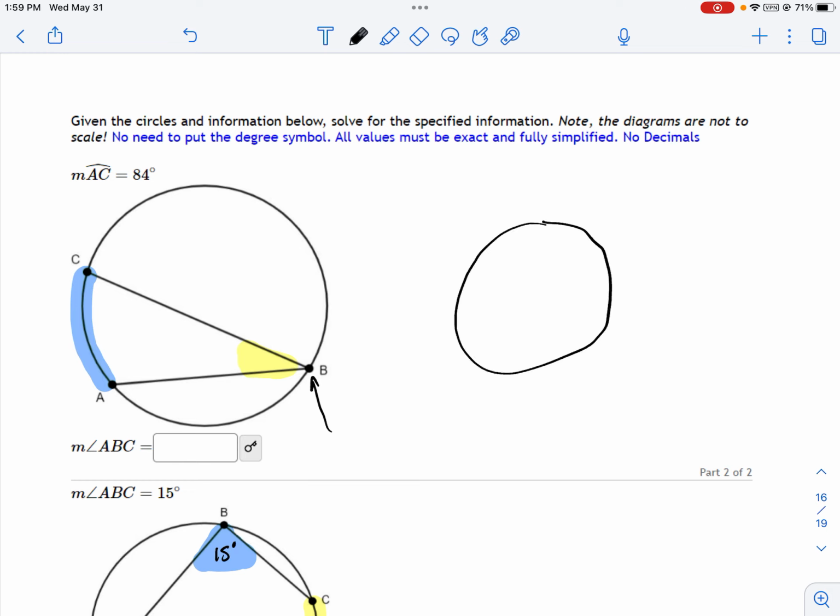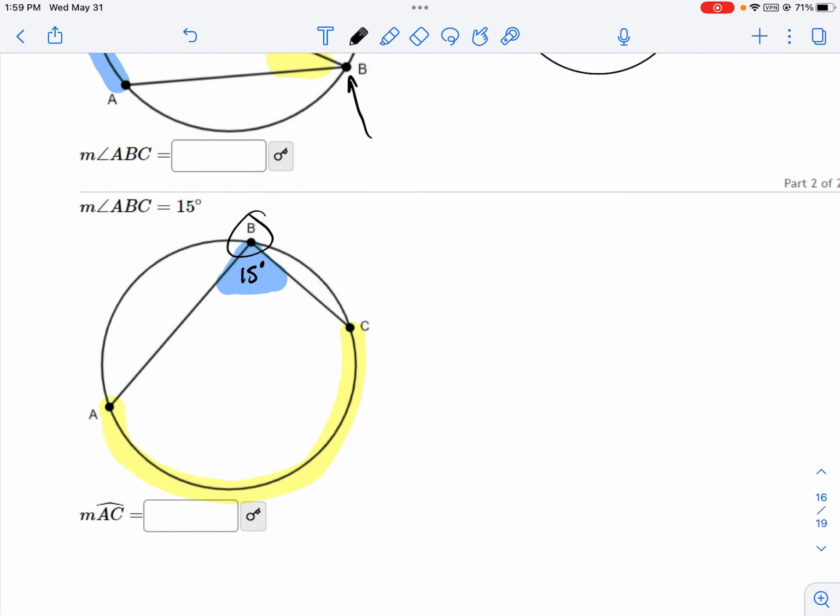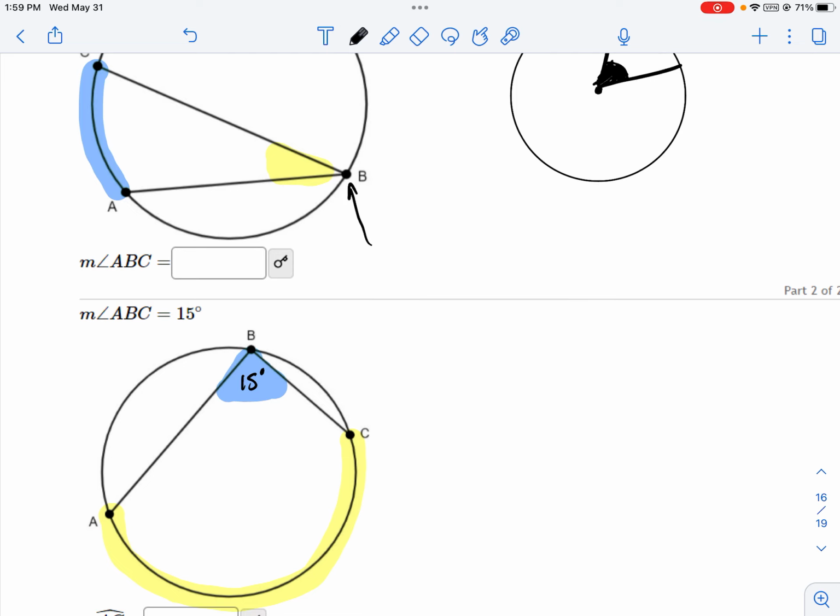Now, if we had a circle with some center, and from there we had an angle being formed, this would not be an inscribed angle. It would be what we call a central angle, because it's formed at the center. So inscribed is on the outside of the circle, and we notice that it's on the outside for both of these cases. So they're both inscribed angles.